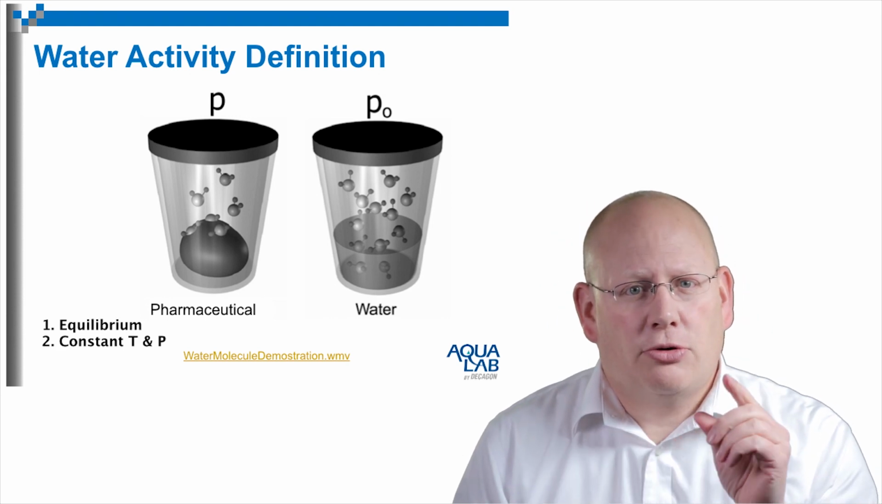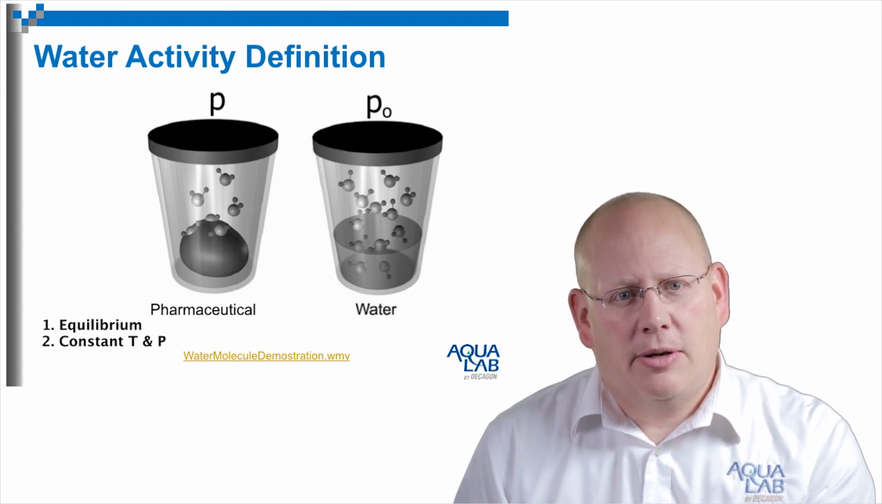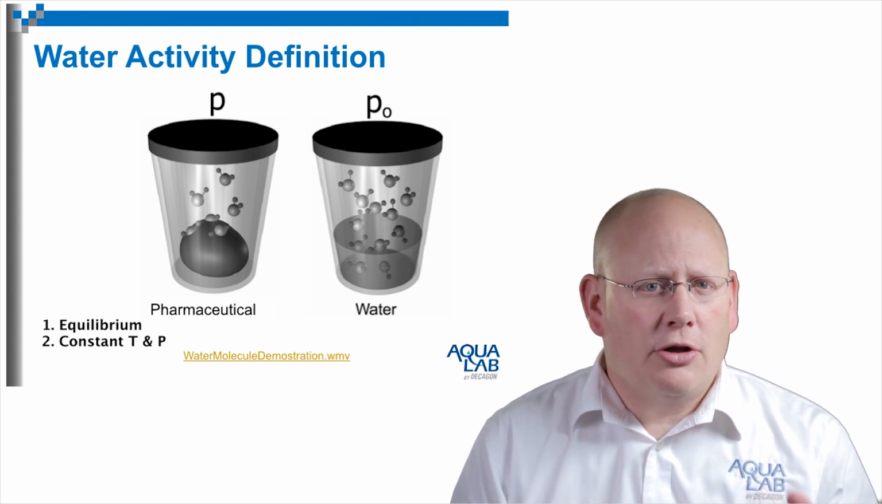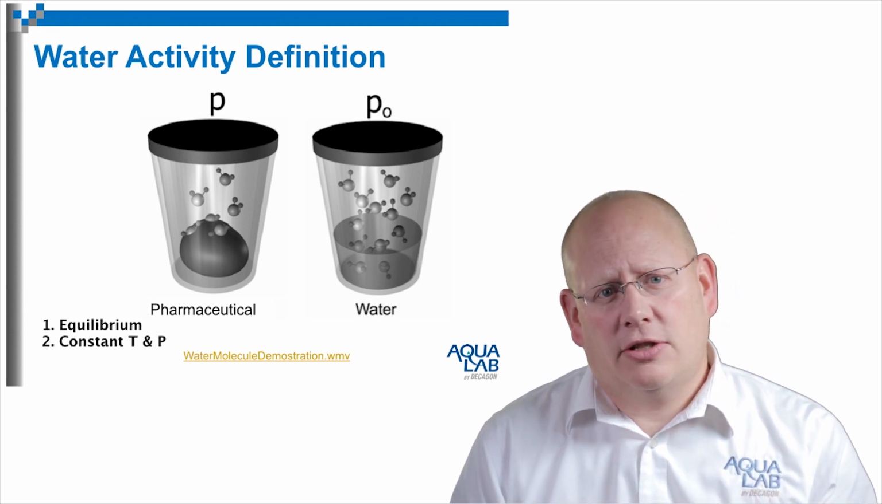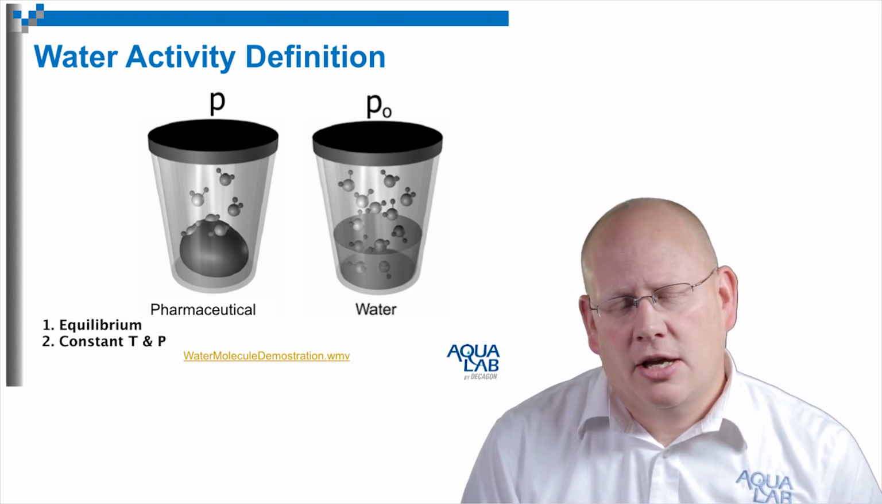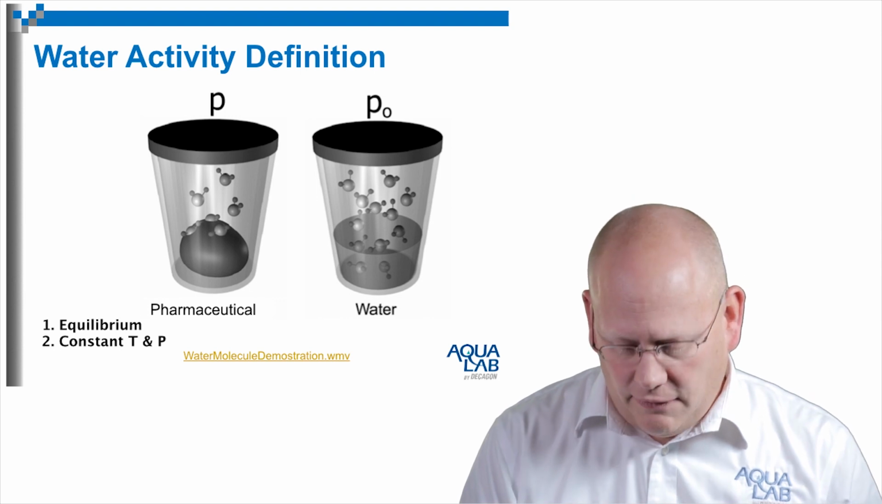Take the vapor pressure over the sample and divide it by the saturated vapor pressure at that temperature, and you get water activity, assuming that that pressure and temperature are constant. And so it's important that temperature be controlled through this whole process, otherwise it invalidates the values.